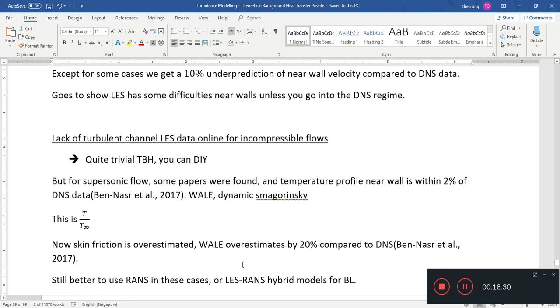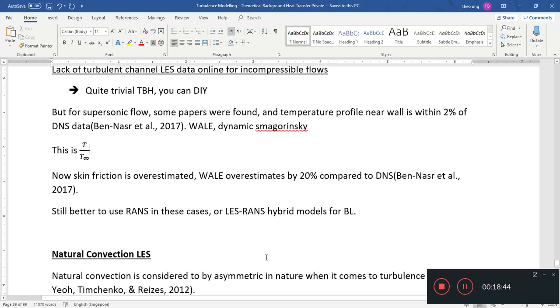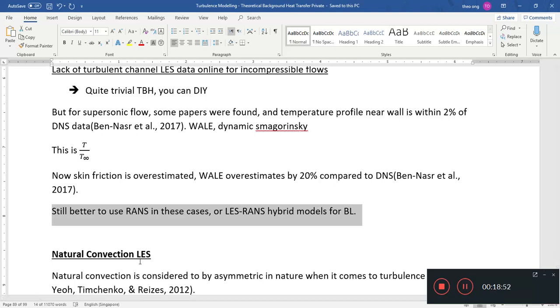Alright, so there's a general lack of turbulent channel LES data online for incompressible flows, because this is actually quite trivial. You can either do it yourself and compare to some flows online, or you use the Reynolds-averaged Navier-Stokes. It's still better to use the Reynolds-averaged Navier-Stokes in this case, right? And that will often give you better results because it's empirically modeled, with wall functions. LES doesn't resolve all the turbulence there, so we have some difficulties there, especially near the wall.